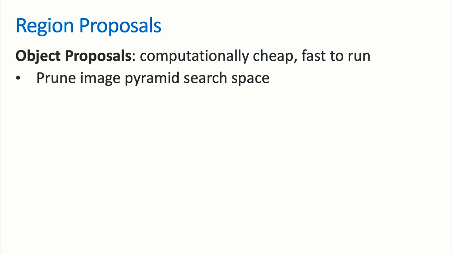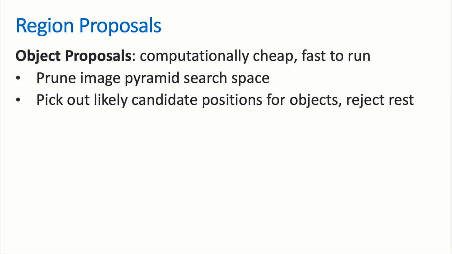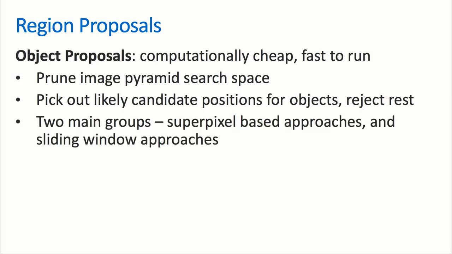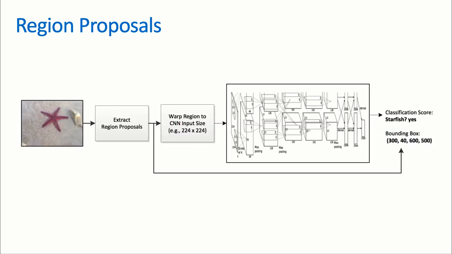Object proposals are typically computationally cheap and fast in execution time. Their purpose is to efficiently prune the image pyramid search space for us, picking out likely candidate positions for objects and quickly rejecting the rest. Some object proposals are based on growing superpixels, a concept we reviewed earlier in the course. Others are themselves based on sliding windows, but typically with fewer windows and with much lower cost operations performed at the window positions. A first step to building CNN object detectors was to pre-filter the image with object proposals and pass the set of possible object positions into CNN classifiers to make the decision.